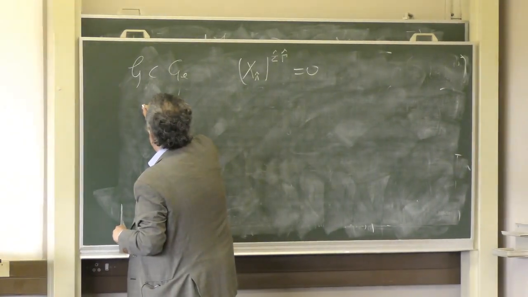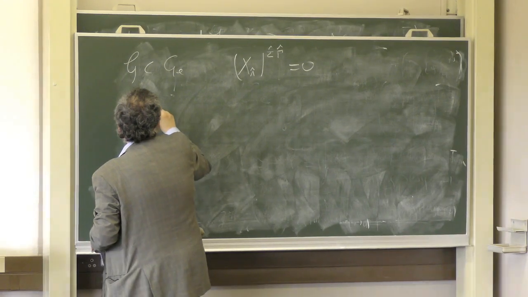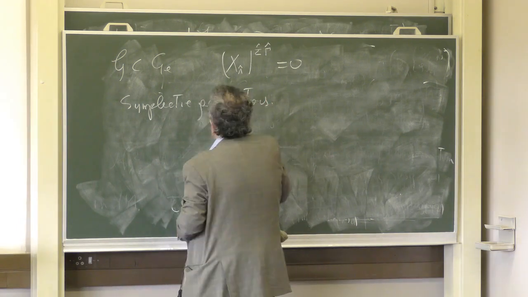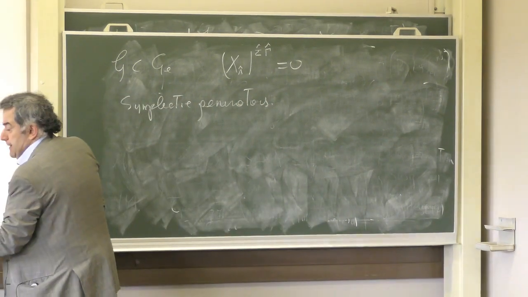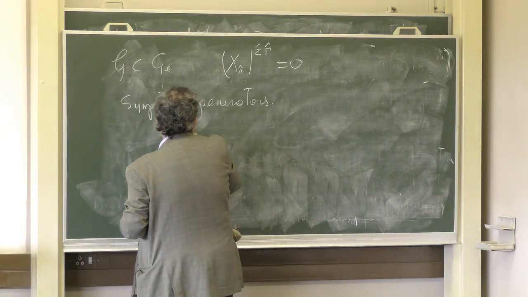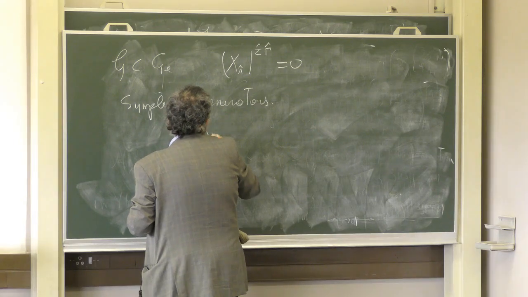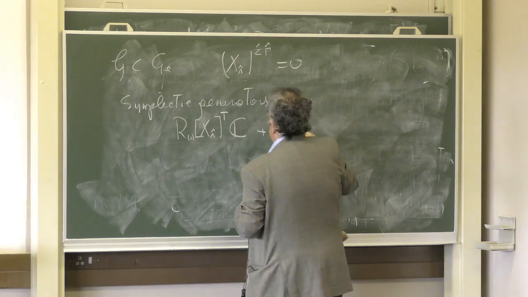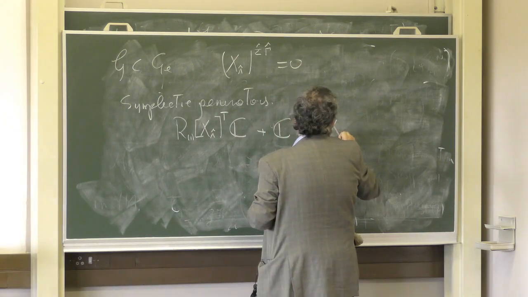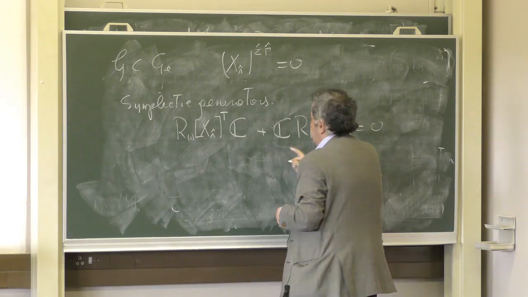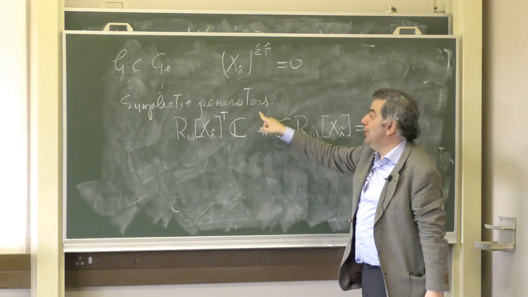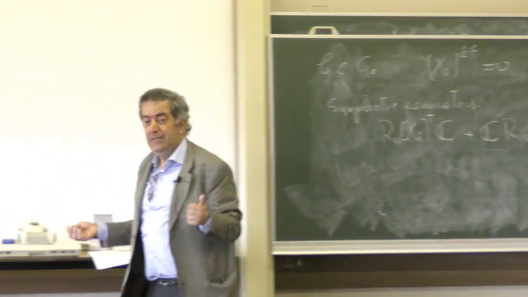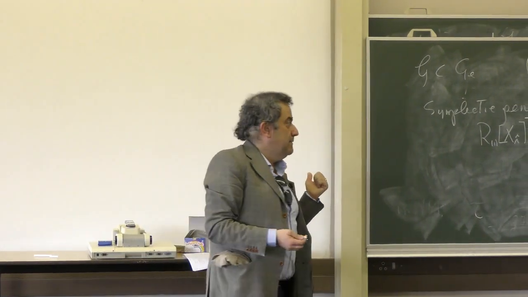And then these generators are symplectic. These are symplectic generators. What does it mean? It means that R1(X_Λ) transpose times C plus C times R1(X_Λ) is equal to zero. So this is a symplectic condition on the generators. Before we wrote the symplectic condition on finite transformations. This is the symplectic condition on infinitesimal generators.